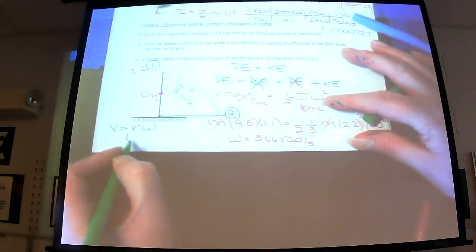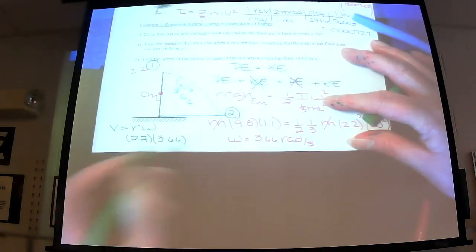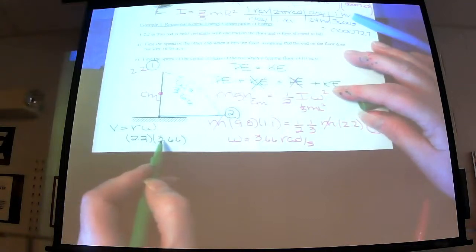So if you were standing at the end of the stick, where the end of the stick hits, the velocity would be 2.2 times 3.66.